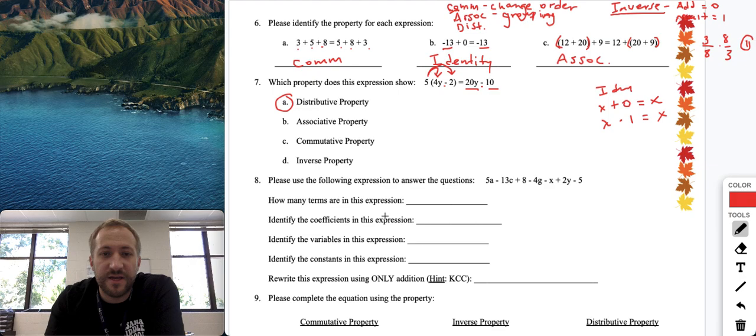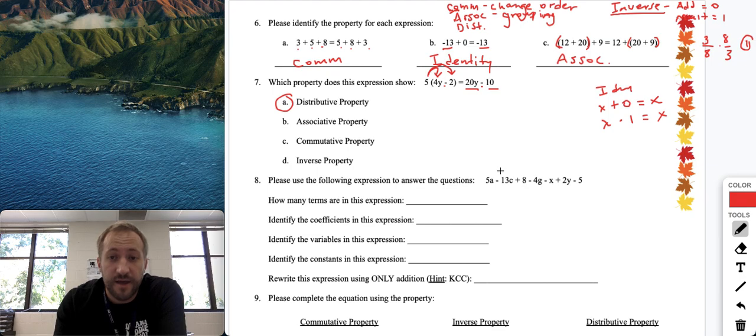Please use the following expression to answer these questions. Question number 1 says, how many terms are in this expression? Remember, terms are the parts of the expression that are separated by addition and subtraction. All right? So if I was going to ignore all the subtraction signs and addition signs, everything else is a term. So let's see, I have 1 term, 2 terms, 3, 4, 5, 6, 7. I have 7 terms here. Let me give that an erase, though, just so we can see the expression again.